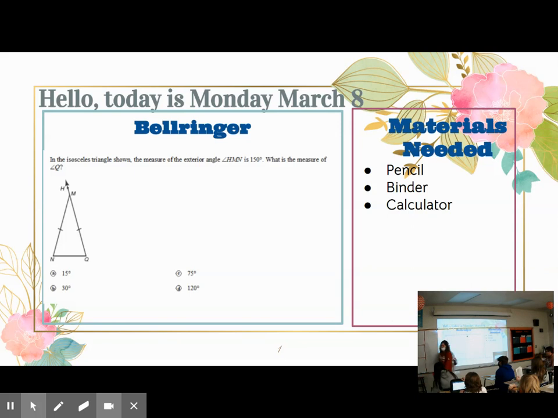Alright, let's close our Chromebooks, close everything, and I just need you to pay attention for just a moment before you do your assignment. I'm going to do a recap of 7.1 side, side, side, and side, angle, side.